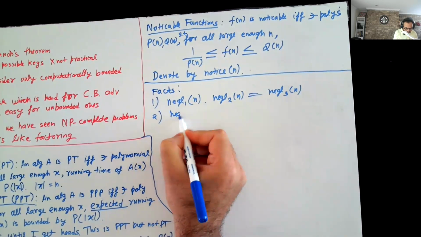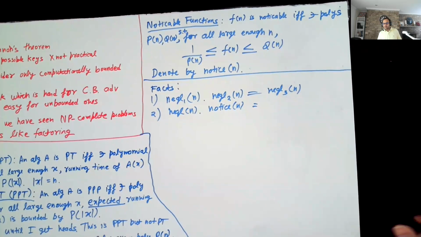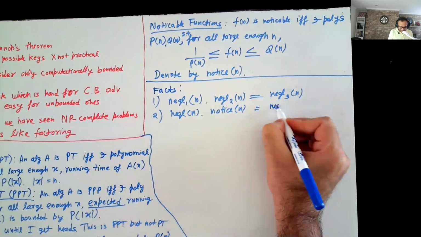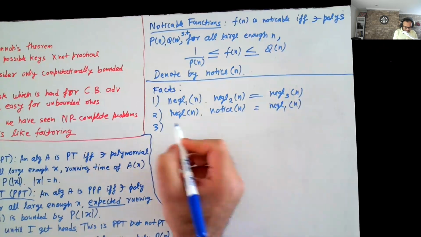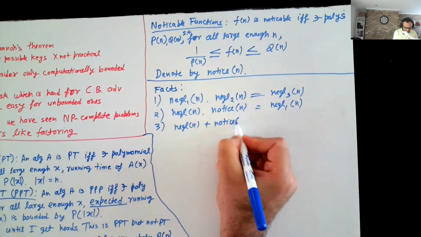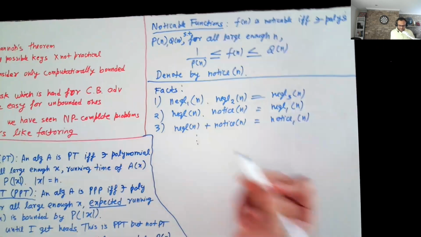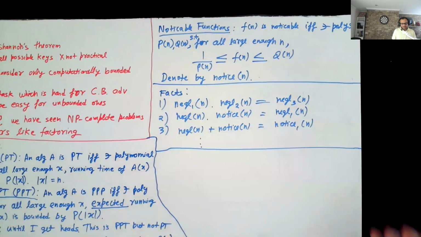Now, what if I multiply a negligible function and a noticeable function? Do I get negligible or do I get noticeable? So this is, let's call it negligible 1. Okay. And then similarly, if I add negligible plus noticeable, I get some noticeable function. And then if I add negligible and negligible, I will continue to get negligible, and so on. Okay, any questions?